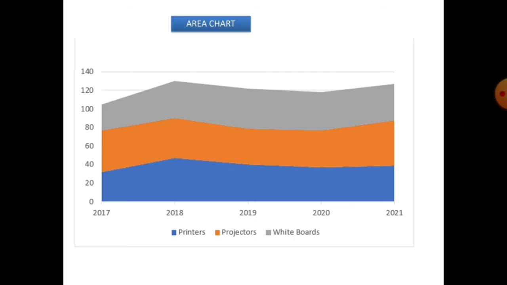Our next chart is the area chart. Just like a line chart, an area chart is also used to denote the magnitude of change in the data over a period of time. But in this, each data series is plotted to show the relationship of the part to the whole. Here each data will show the relation of all the parts of the whole.